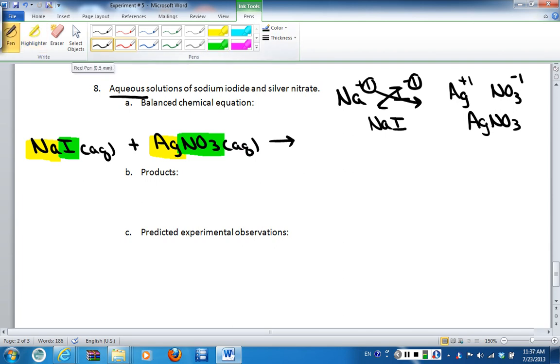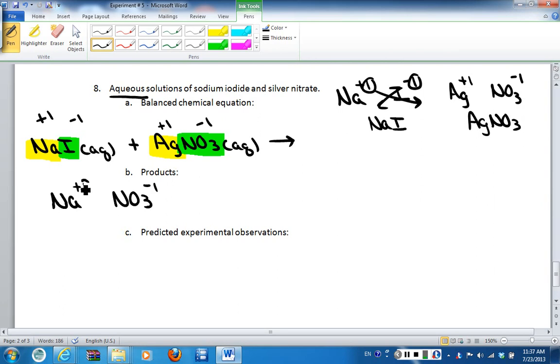But again, remember to go through and identify what the charges are for the individual cations and anions. It will make it easier on you when predicting the products. So we have Na +1, we have I -1, silver is a +1, and the nitrate is a -1. So in order to predict products, we want to crisscross our cations with our anions, and we see that for our first cation we have Na +1, and we pair it with NO3 -1.